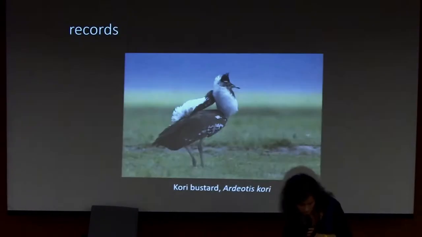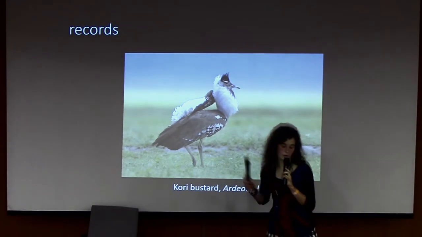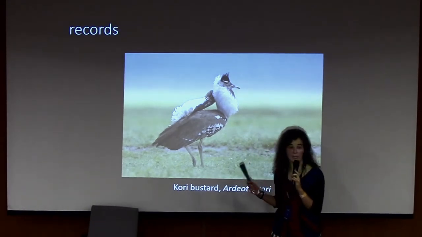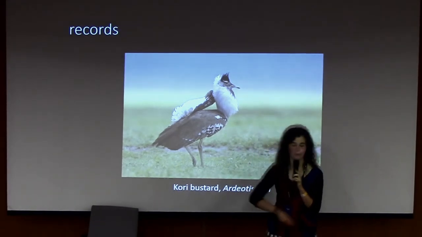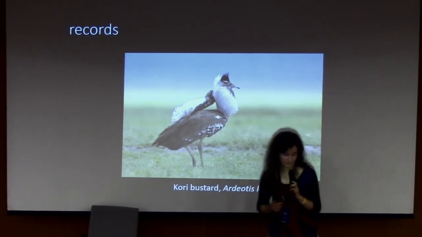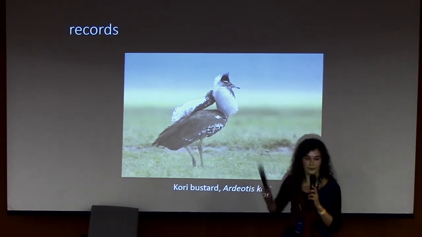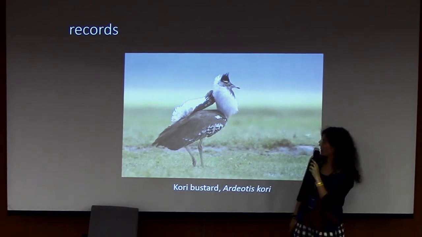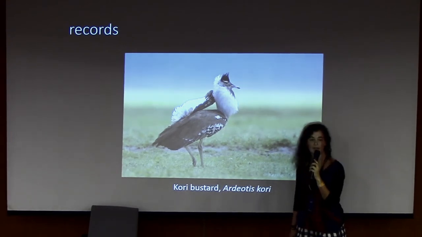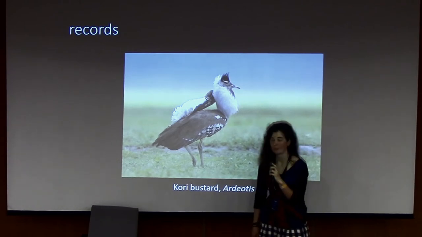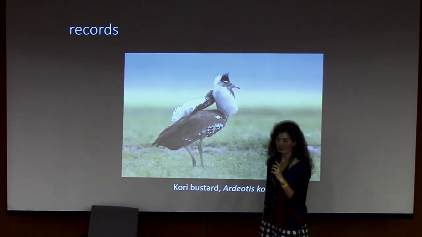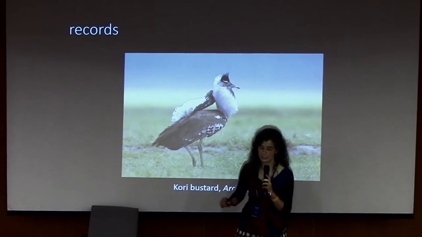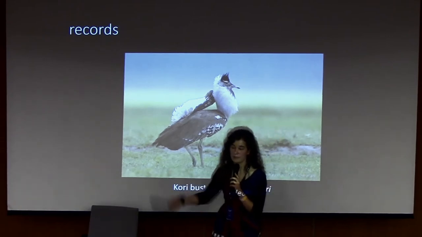Now I'd actually like to talk about the biggest animals that have been able to fly, to know what is actually possible. So the first picture here is a kori bustard. It's the heaviest flying bird alive today. It weighs 18 kilos and it is heavy enough that it actually needs to run for a little while before being able to take off.